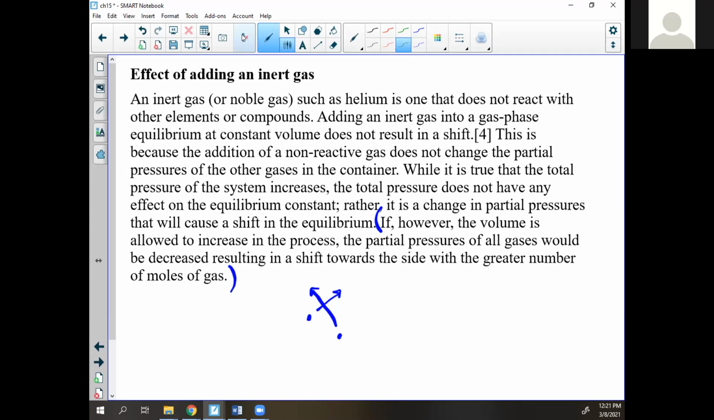If, however, the volume is allowed to increase in the process, the partial pressure of all gases would be decreased, resulting in a shift towards the side with a greater number of moles.